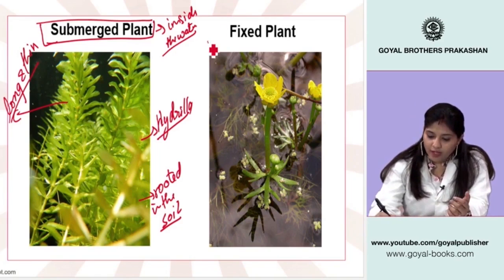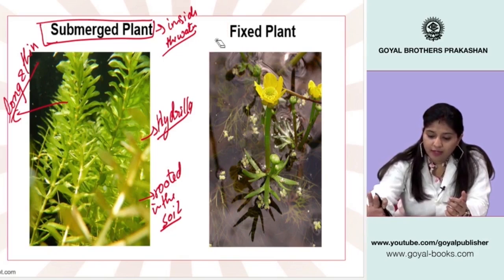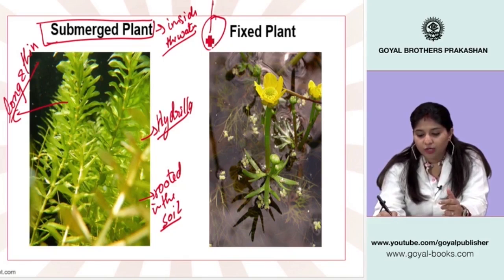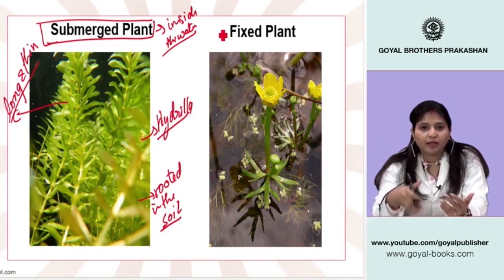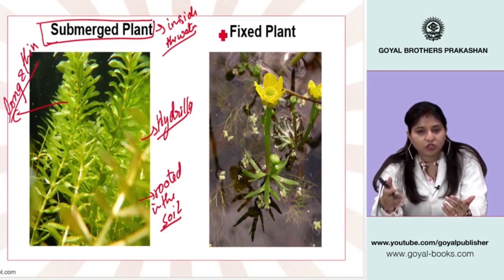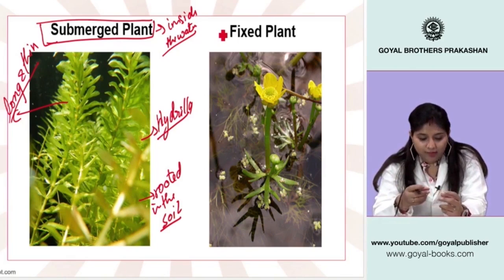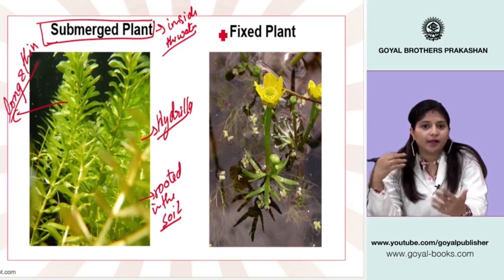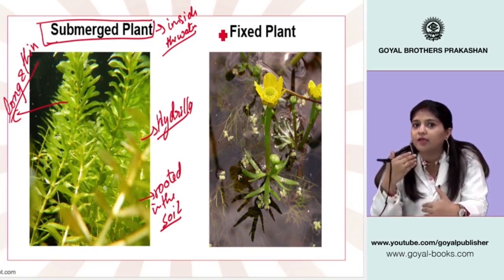So what happens? Because they are long and thin, the water passes right through them. If they were large and circular, if they had a large surface area, the water would tear up these leaves. So it is one of the adaptations present in the plant hydrilla, which is an example of a submerged plant, that the leaves are thin and very long, right? Because of that, the water current does not harm the plant. So these are the adaptations of the submerged plant.